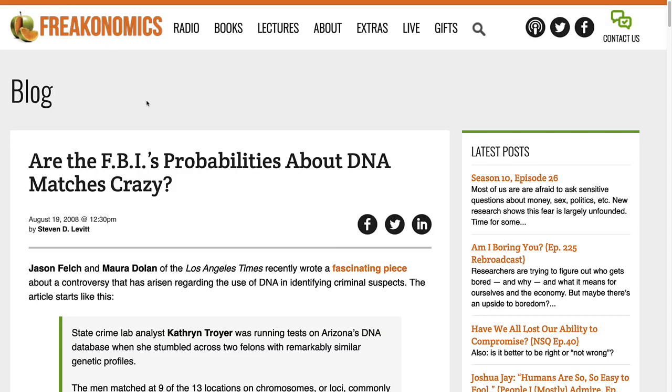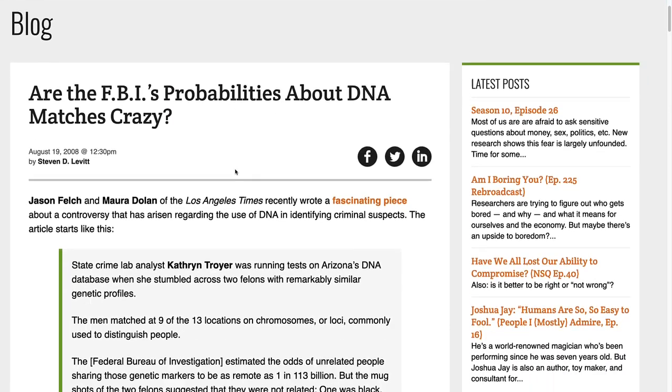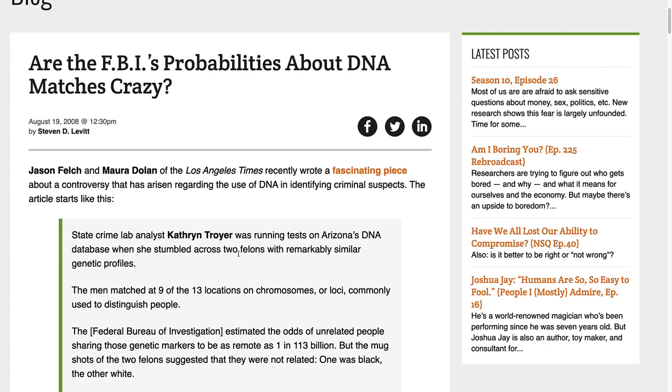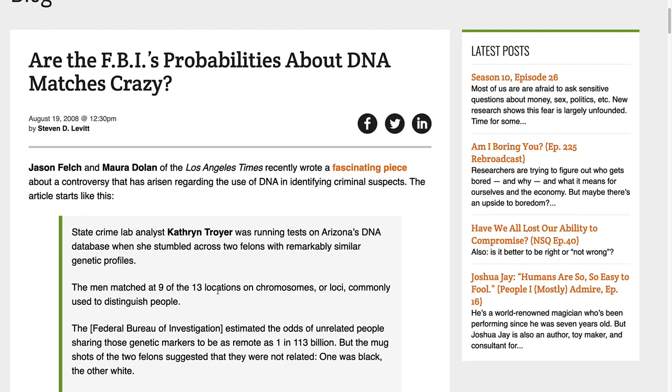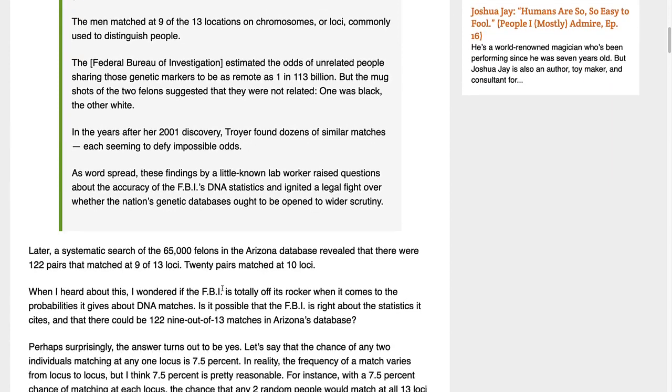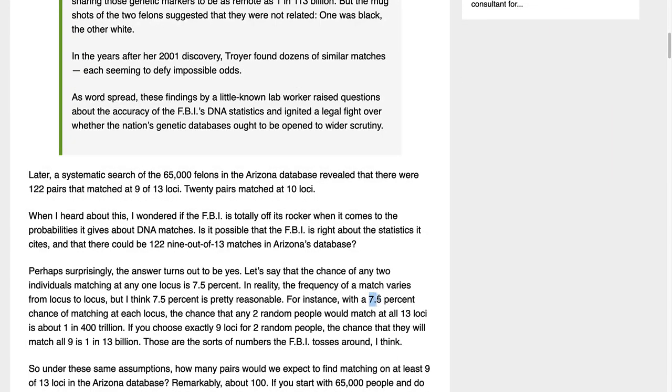So if you recall, this is the blog post on the website Freakonomics that tells us about the story of the state crime lab analyst, Catherine Troyer, who is trying to match 2 felons' DNA at 13 locations. Okay, so that's almost all the information we need. The only other information we need is that for this post, they assumed that any 2 individual positions in a DNA strand consisting of 13 total positions will match with a probability of 7.5%.